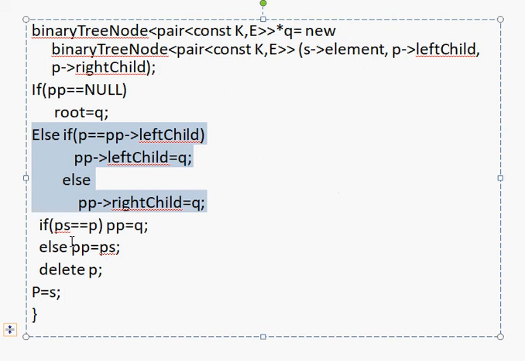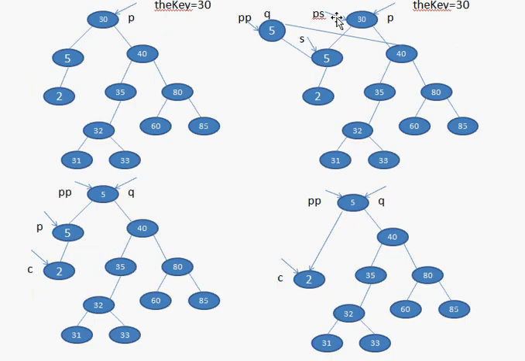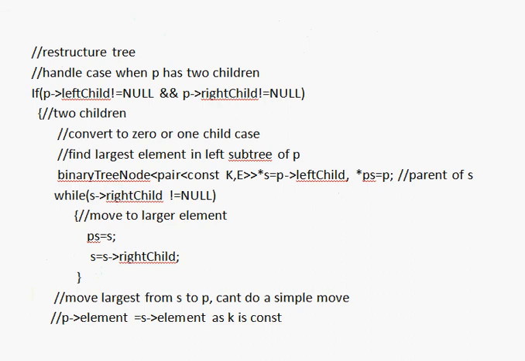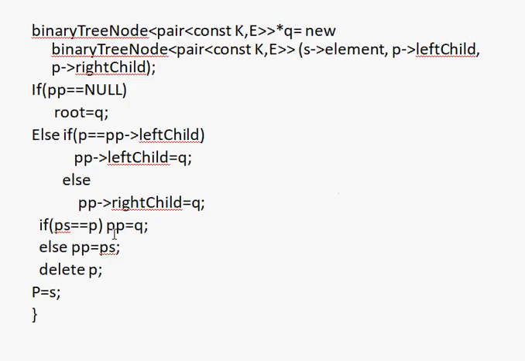Now we check whether ps is equal to p. Is ps equal to p? When you look at ps, the parent of s, which was pointed here, and p is also pointing to the same node. So ps is equal to p, that statement is true. So in that case, what we do is we set pp equal to q. It should be done, so it's done here. So we write if ps is equal to p, then pp is made q. So pp becomes the parent of p now, and that's the q pointer.